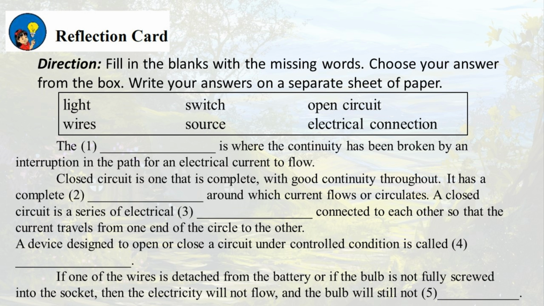A device designed to open or close a circuit under controlled condition is called blank 4. If one of the wires is detached from the battery or if the bulb is not fully screwed into the socket, then the electricity will not flow, and the bulb will still not blank 5.